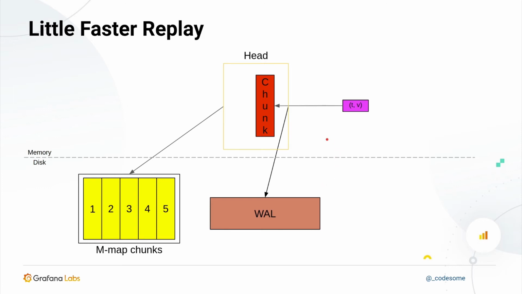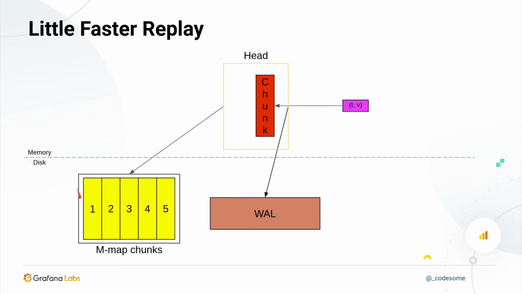So explaining a little bit about replays. The replay consists of going through the write ahead log records and replaying each and every sample that we ingested before. So the replay consists of recreating the compressed chunks that we have in the memory, or you can say the memory map chunks. So recreating those compressed chunks is an additional CPU task and takes a bit of time.